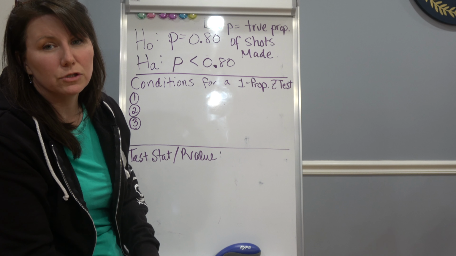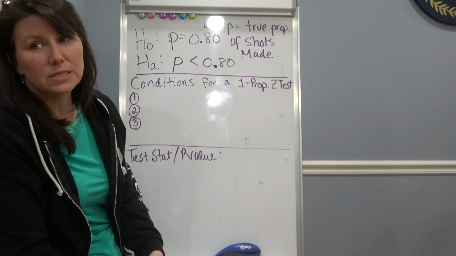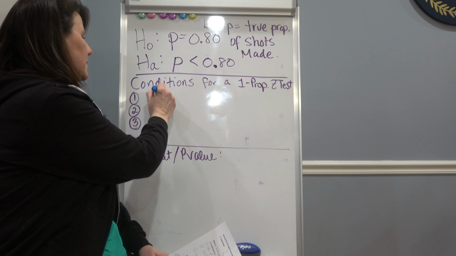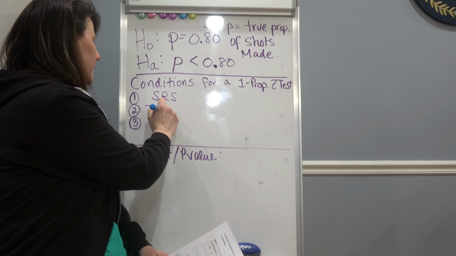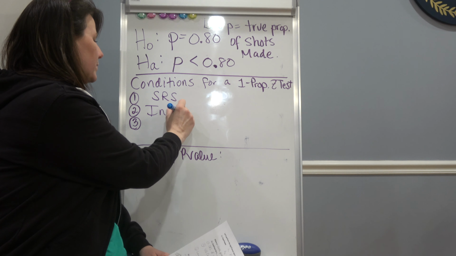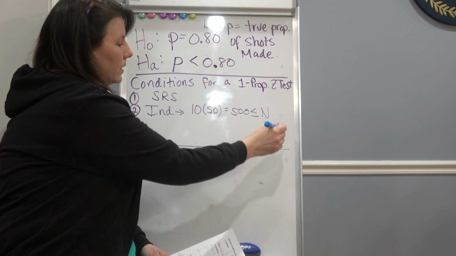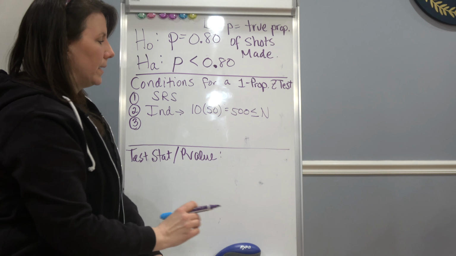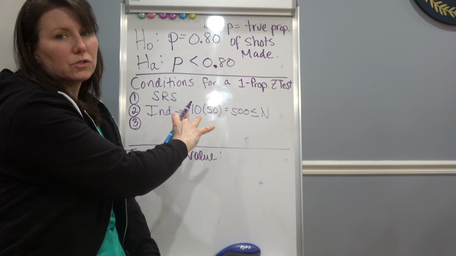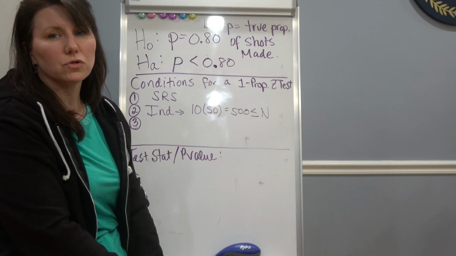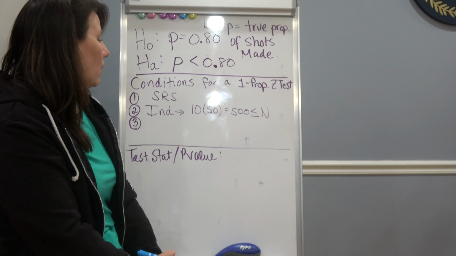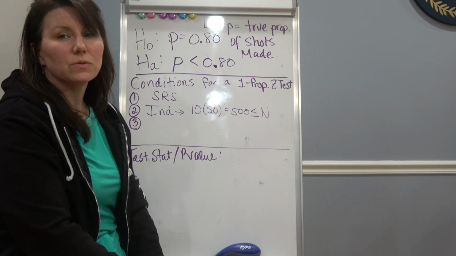So we know that we always have to test conditions if we want to use the normal curve, right? So we go through the same conditions: SRS, the independence, which is the 10%. In this case, he has 50 tries, and certainly a basketball player would make more than 500 attempts in a season. So we've got our usual first and second. These don't really change with confidence intervals or hypothesis tests. The last one is what's going to change.